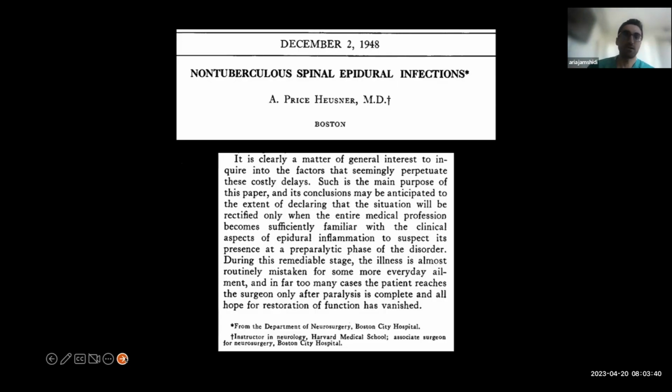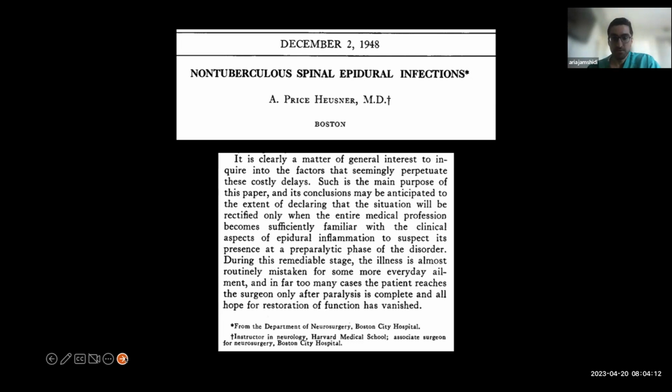So now, in terms of the clinical manifestations of this continuum, I found this interesting paper. This is a kind of a milestone paper that was published in 1948 by Dr. Huesner. He was a neurologist at Boston City Hospital associated with Harvard Medical School. And he was kind of ahead of his time. He was one of the first people to really delve into a case series of spinal epidural abscess.